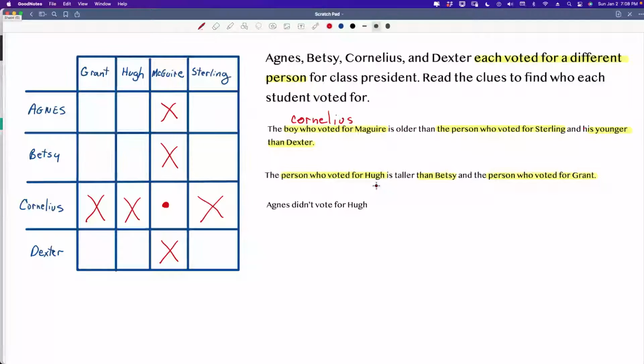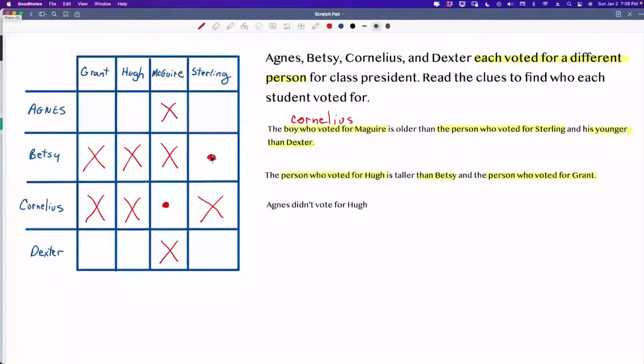Betsy didn't vote for Hugh, okay? Because the person who voted for Hugh is taller than Betsy. So they can't be the same person. And the person who voted for Hugh is also taller than the person who voted for Grant. So Betsy and the person who voted for Grant are two different people. So Betsy couldn't have voted for Grant either. So that means she voted for Sterling because that's the only square, the only possible option left.